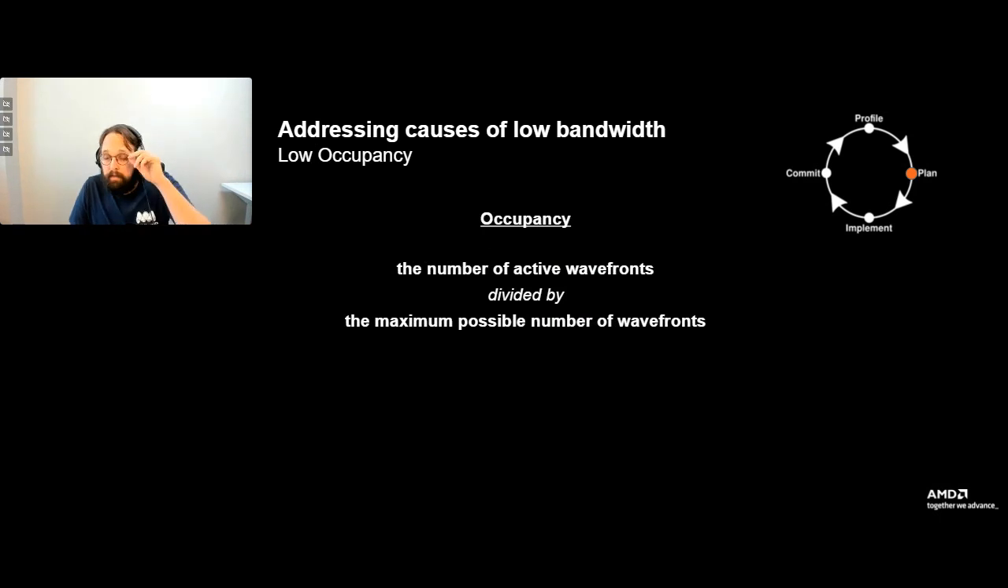Okay, so occupancy is a fancy word for what's really a percentage. It's a measure of the number of active wavefronts on the GPU, and it's usually reported as a percentage. It's going to be the number of active wavefronts we have divided by the maximum possible wavefronts that the GPU can support. So the numerator is dictated by how your kernel is written and how you are doing things. The bottom number is a function of the hardware.